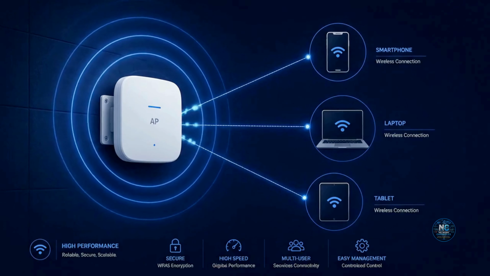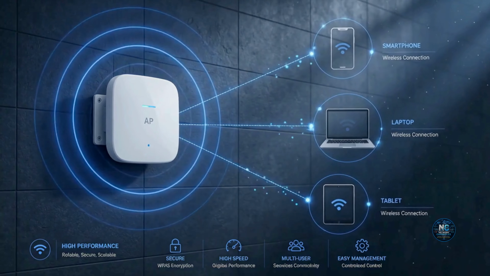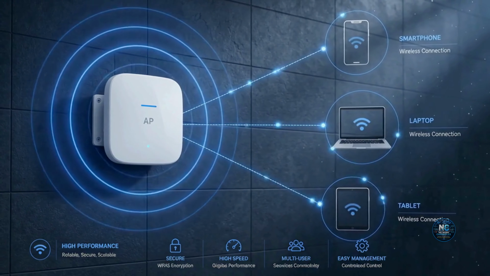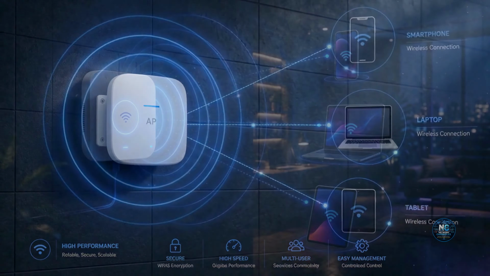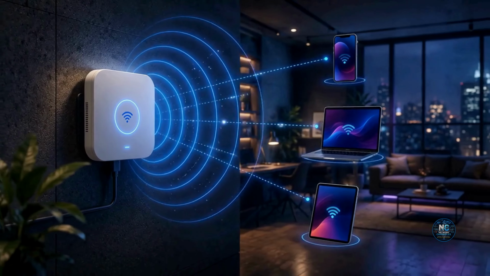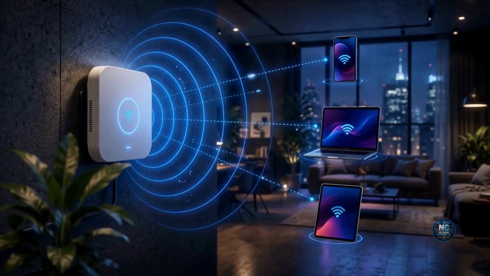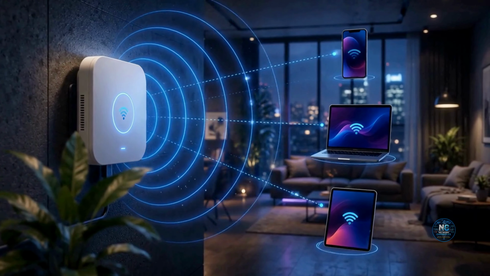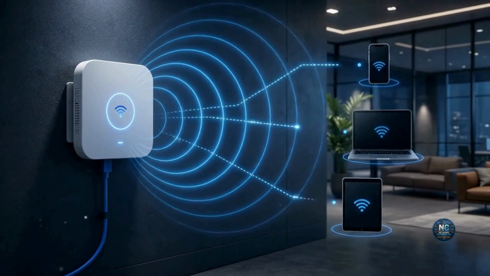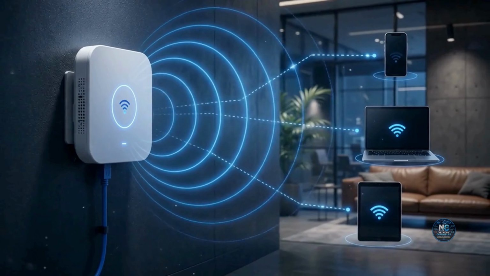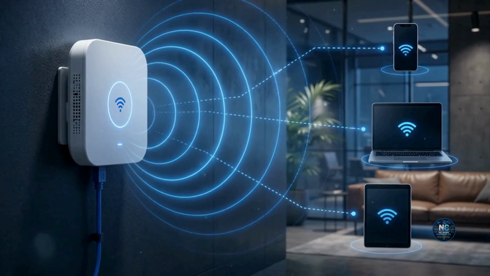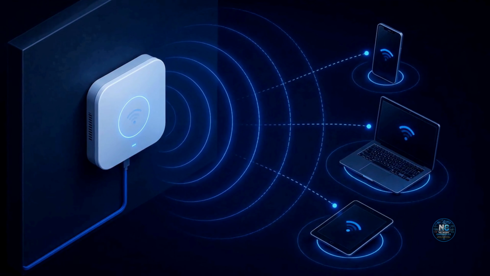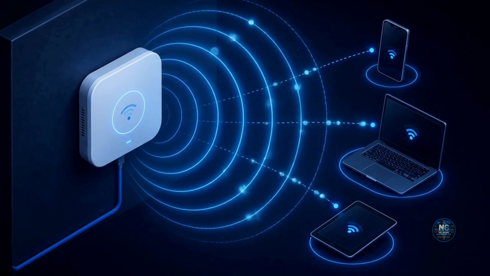But in larger environments, offices, warehouses, campuses, a single access point can't cover the entire space. Enterprise networks deploy multiple access points, strategically placed throughout a building, all working together to provide continuous wireless coverage as people move from room to room. It's worth remembering, an access point doesn't route or switch anything on its own. Its entire job is translating wired network access into wireless access. Everything else, routing, switching, security, still happens elsewhere.